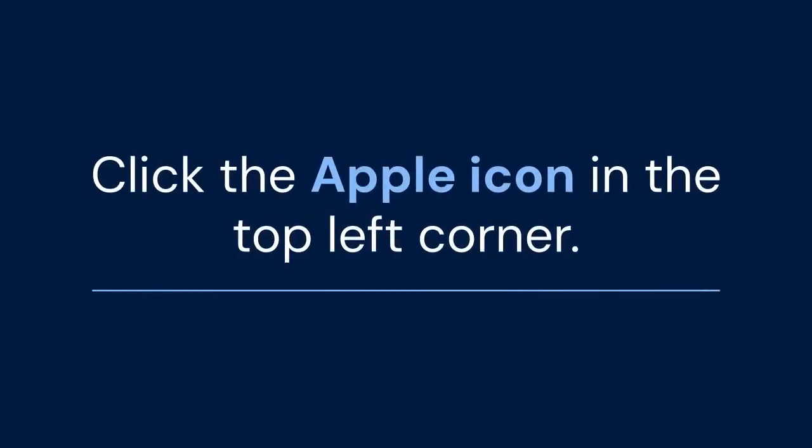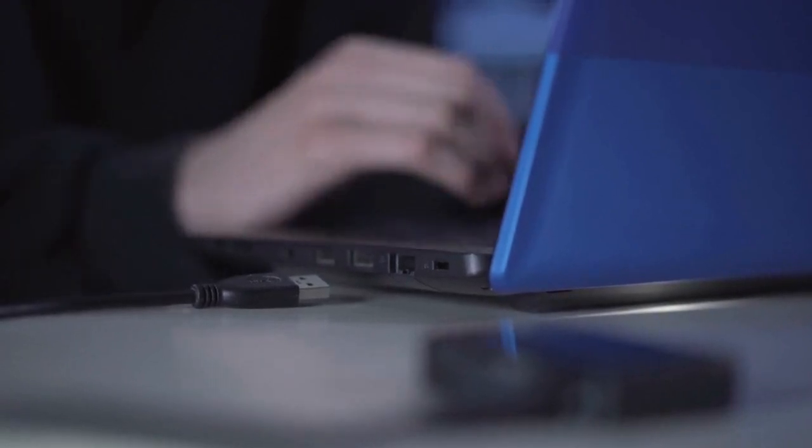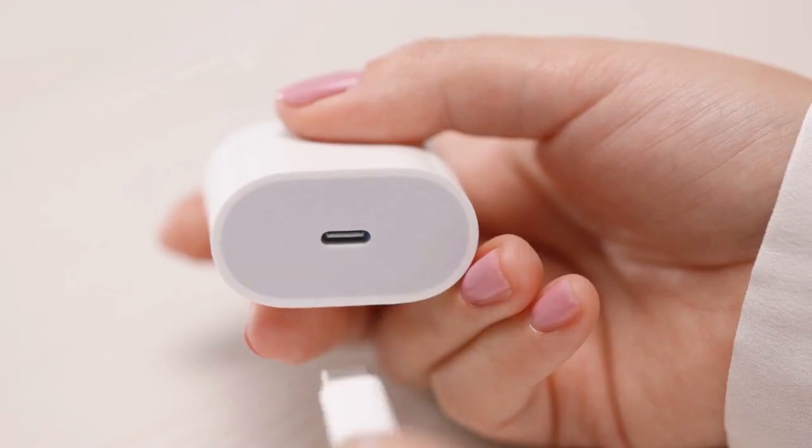For macOS, click the Apple icon in the top left corner. Select About This Mac, then click System Report. Navigate to the Hardware section and look for Thunderbolt. If it's there, you're in luck.